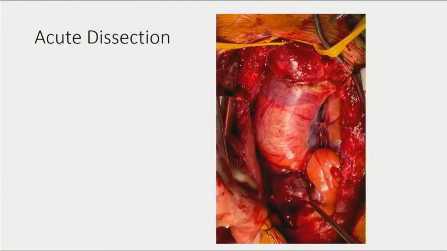This is what an aortic dissection looks like. The first case was not purple and bruised like this. This is an acute dissection. You can see how thin the aorta is and how big it is.